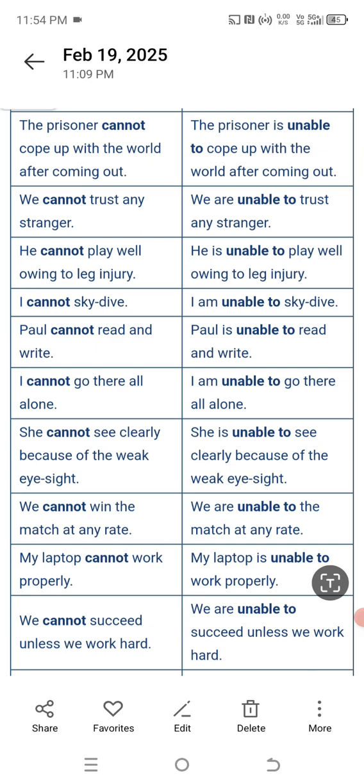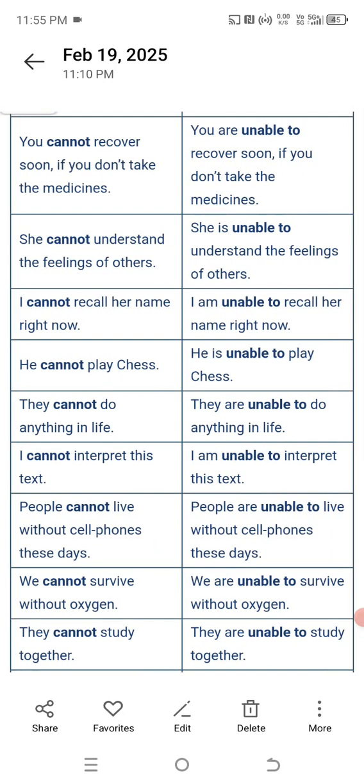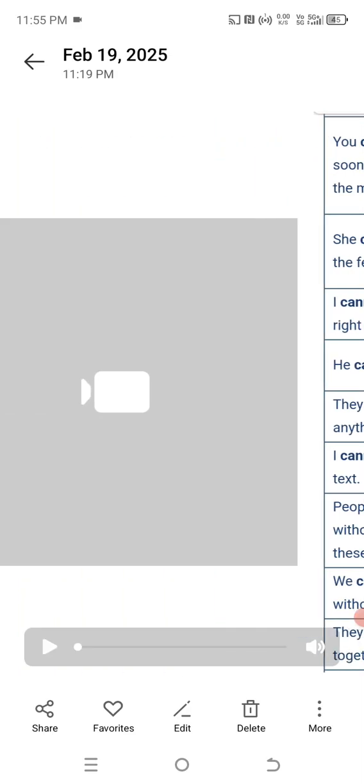We cannot win the match at any rate. We are unable to win the match at any rate. My laptop cannot work properly. My laptop is unable to work properly. We cannot succeed unless we work hard. We are unable to succeed unless we work hard. These are the examples of how to use able to and unable to in the sentence.